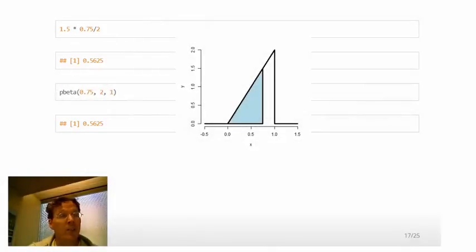It turns out that this density is actually a special case of a known density called the beta distribution.